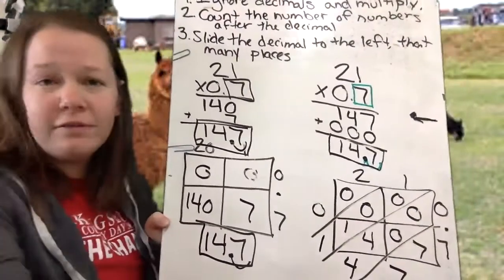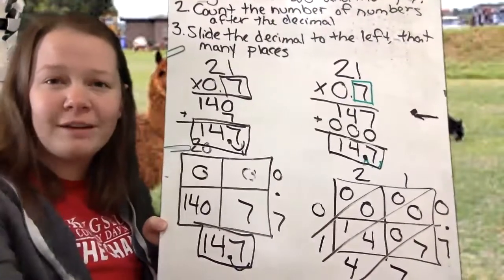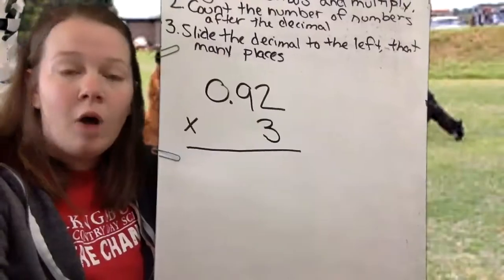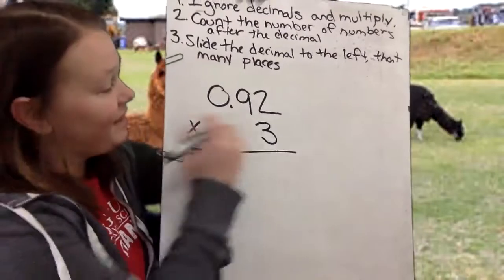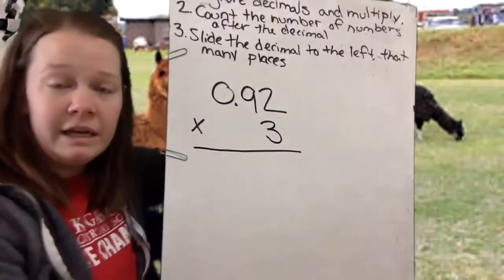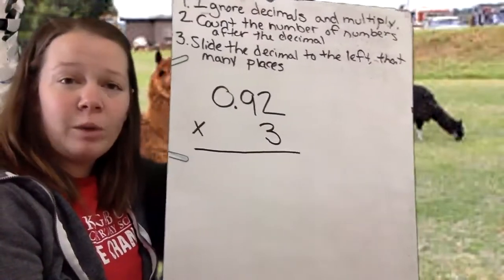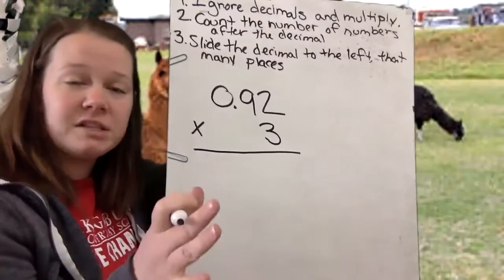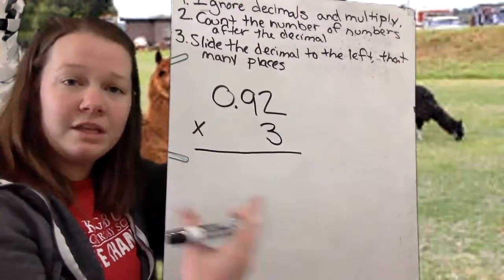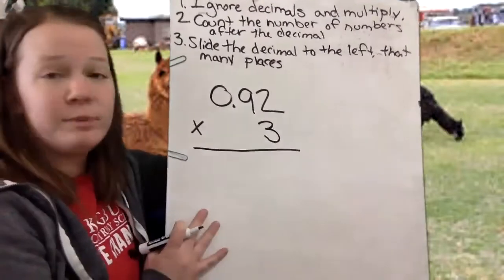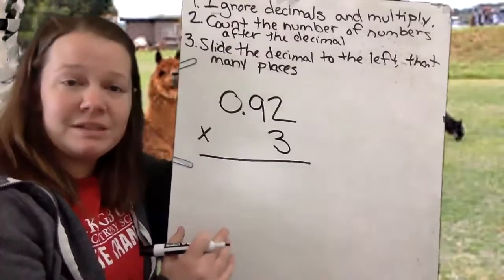Okay, so let's try a few more examples together, and then you guys are going to practice a bunch on your own today. All right, so let's take a look at this first one here. We have 92 hundredths times 3. If you feel like you know what you're doing already and you want to try this on your own, pause the video right now, give it a go, and then check to see if you got it right. For everybody else that still wants some extra help, let's keep working.